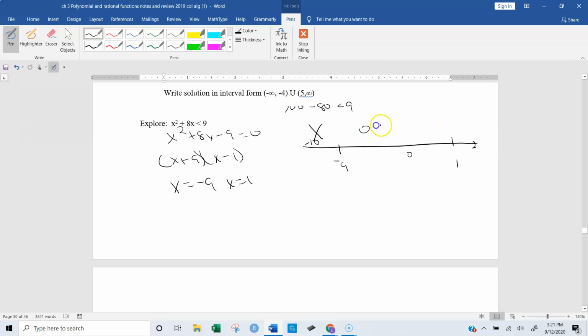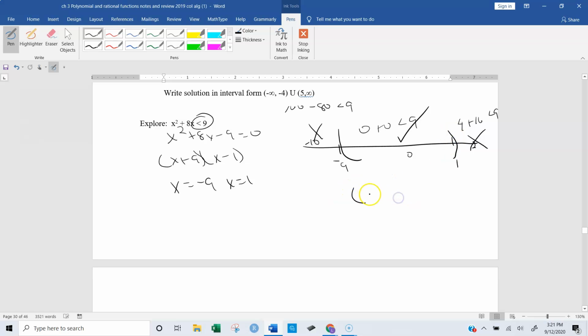Let's plug in 0. Is 0 plus 0 less than 9? Yes, check. Now let's plug in 2. Is 4 plus 16 less than 9? And the answer is no, false. So my true answers are between negative 9 and 1. Again, it's a less than with no equal sign, so it's parentheses.